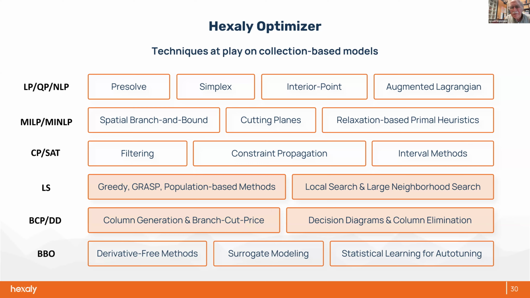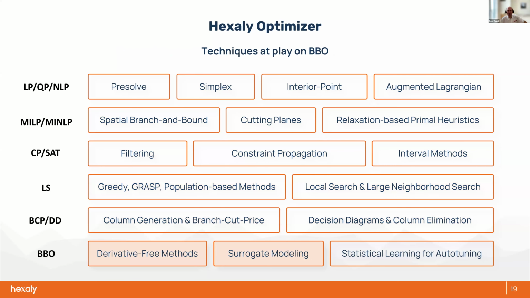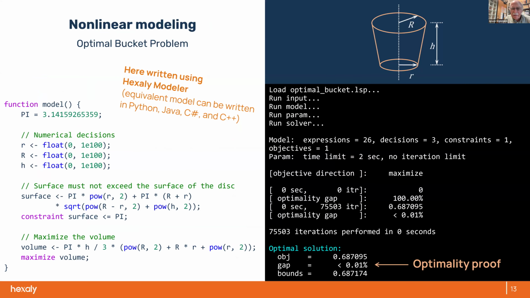Maybe we're already running a little bit beyond time, but if I can ask you a very quick question, because I was very surprised on slide 13 on the optimal bucket problem, you were reporting 75,000 iterations, and then you report 0 seconds.